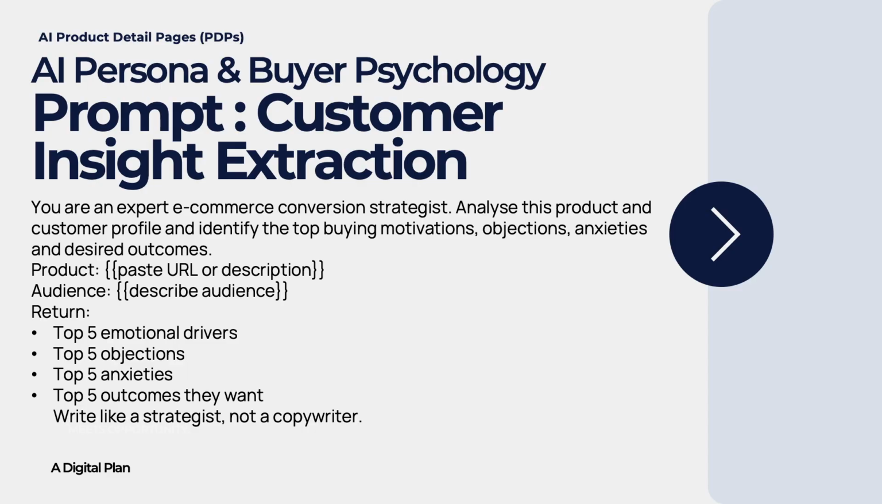So this is the prompt. You are an expert e-commerce conversion strategist. Analyze this product and customer profile and identify the top buying motivations, objections, anxieties, and desired outcomes. Product: paste URL or the description. If you just paste the URL into ChatGPT, it will grab the page. Audience: describe your basic audience. Return: top 5 emotional drivers, top 5 objections, top 5 anxieties, top 5 outcomes that they want. Write like a strategist, not a copywriter.